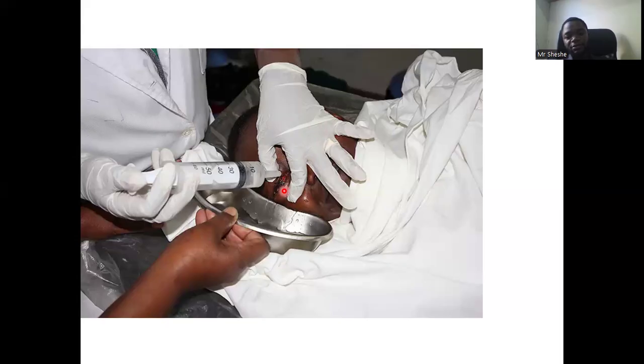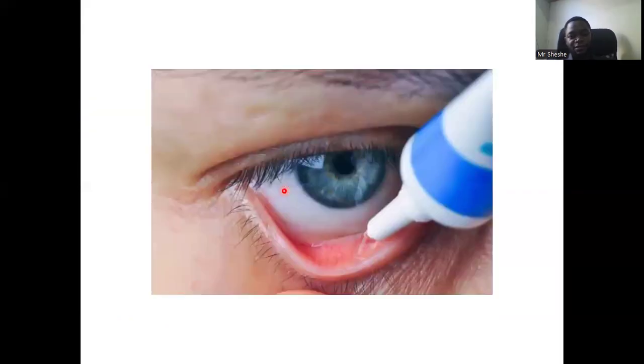Now, when applying, this one is a droplet, but the cream should be applied like that. Pull the lower eyelid, and then put the cream in the palpebral conjunctiva there. That is the palpebral conjunctiva. That is the bulbar conjunctiva.